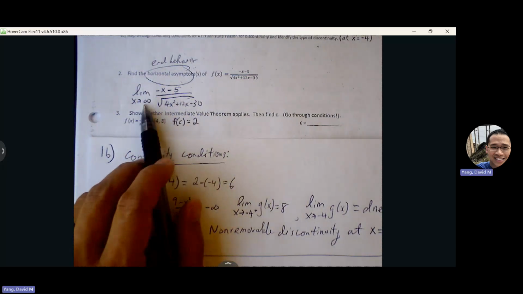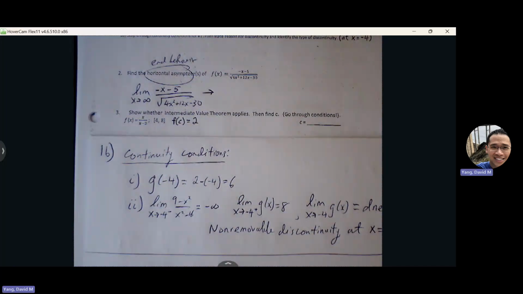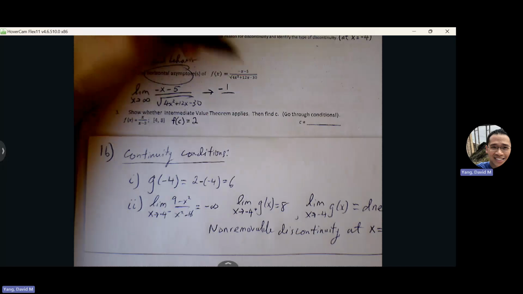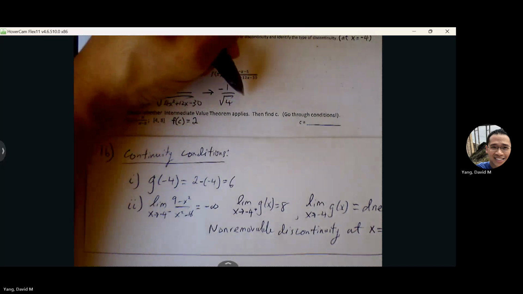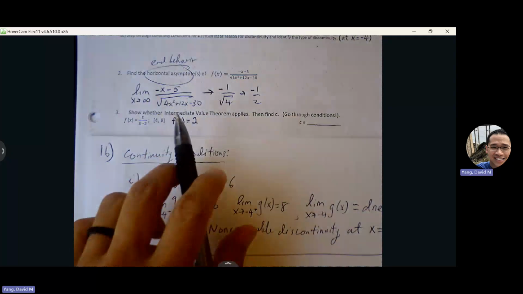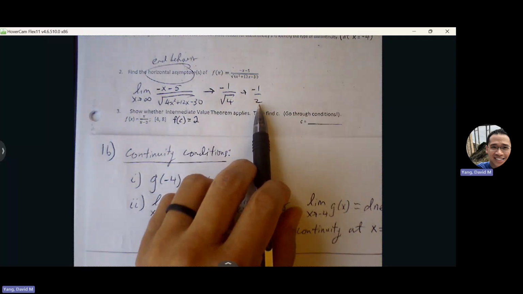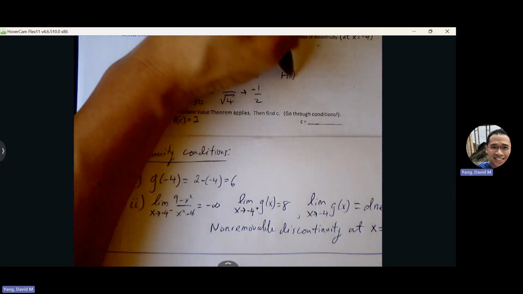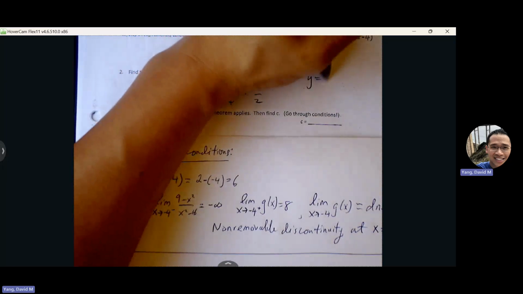Okay, so we know we're comparing degrees. What do you notice when you compare degrees? Same. So we know the ratio of the coefficients is our limit, which is what? 1 over √4, which is 1 over 2. I found one of them, but I know that there are two of them, right? If there's an asymptote at 1/2, there must also be what? -1/2. So you just say horizontal asymptotes at y equals 1/2 and y equals -1/2.